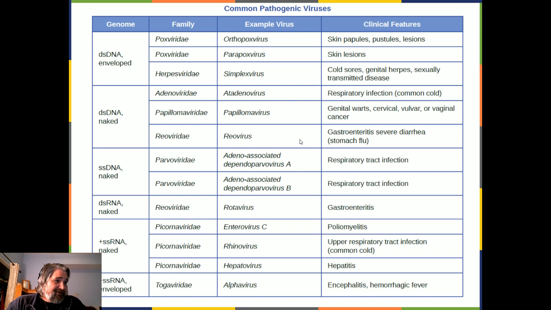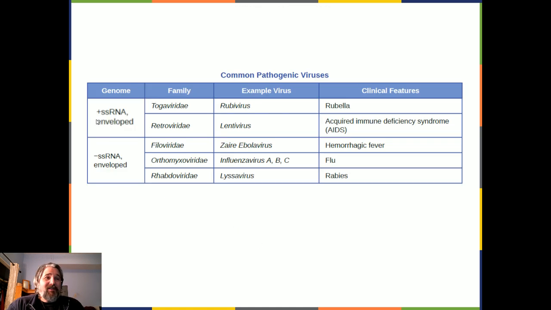And what other fun is here? Rotavirus, rhinovirus, a common cold, is represented by a lot of different members of the rhinovirus group. Of course, hepatitis and whatnot. Here's another example of some plus single-stranded RNA enveloped viruses, which includes rubella and AIDS. And then negative sense single-stranded RNA. We have our Ebola virus, influenza, and rabies. I did a new recording for the reading, and that is available in Canvas and here on this channel.